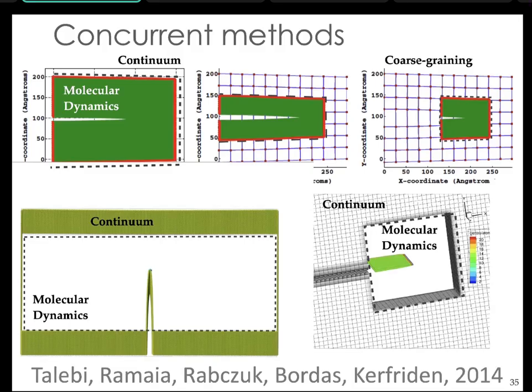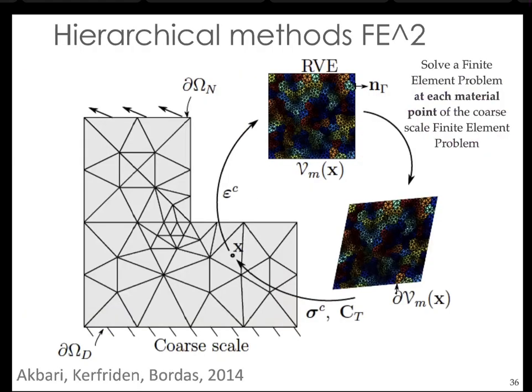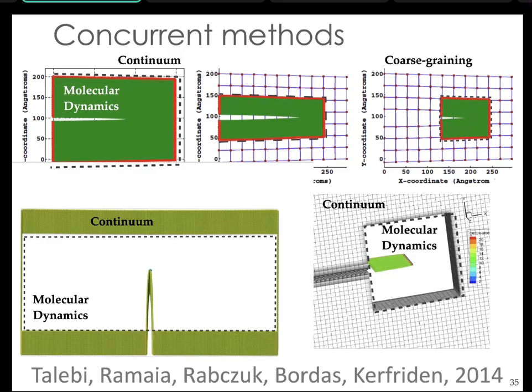So you can have molecular dynamics here close to the crack tip, and far away you have a continuum model. So again, staccato here, legato elsewhere. Staccato here, legato around. And then you have this transition from the continuum to the molecular dynamics. So that was called concurrent methods. You have both scales living in the same domain.